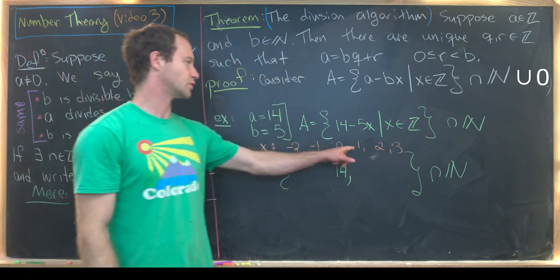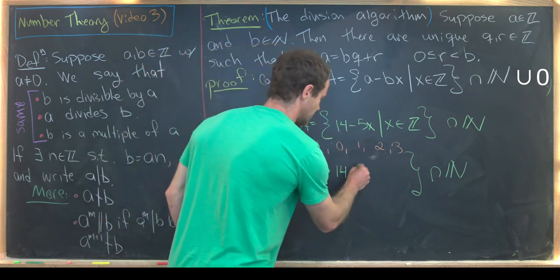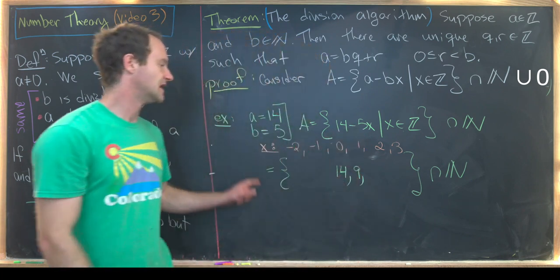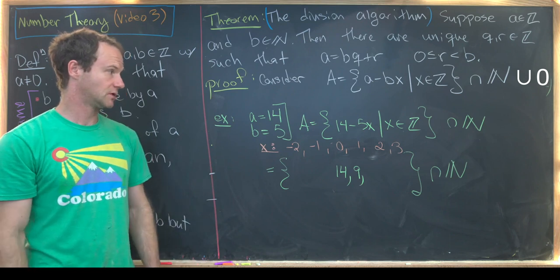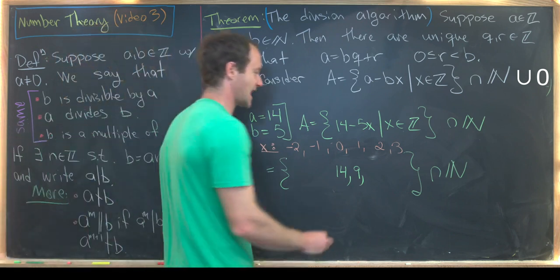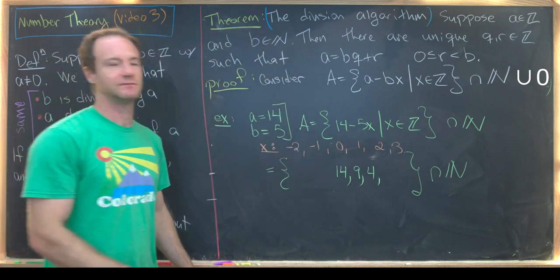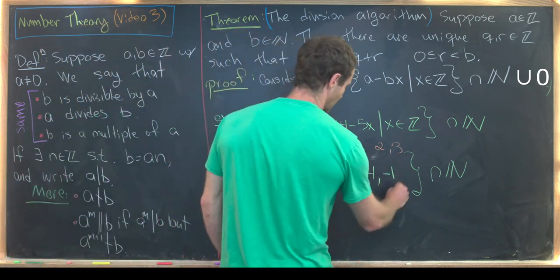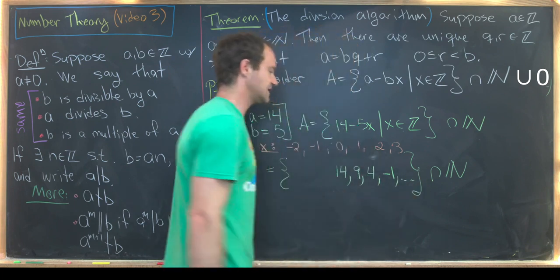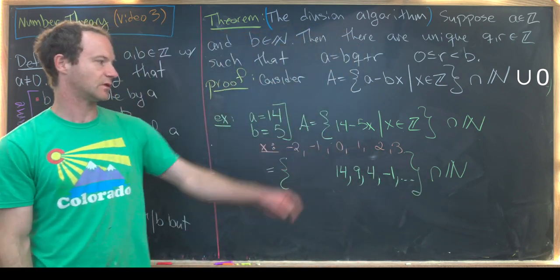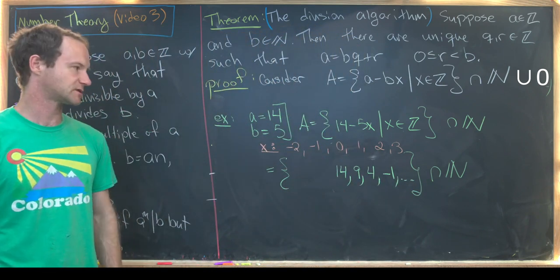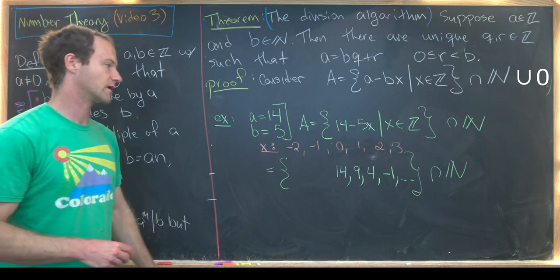Now, if x is equal to 1, I get 14 minus 5, which is 9. If x is equal to 2, I get 14 minus 10, which is 4. If x is equal to 3, I get 14 minus 15, which is -1. And then notice everything to the right of that is negative. So when we intersect with natural numbers, we actually don't need to worry about that.